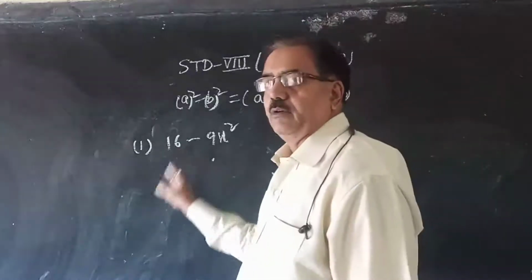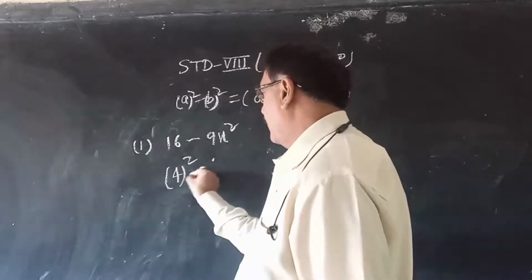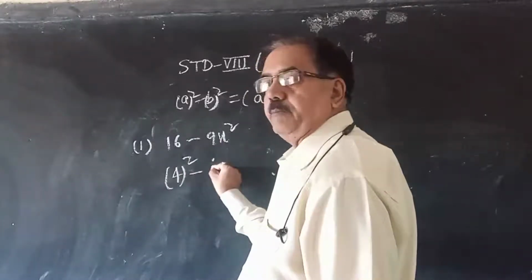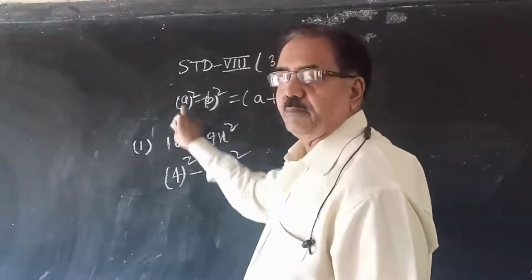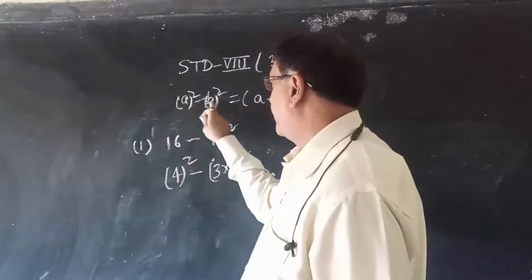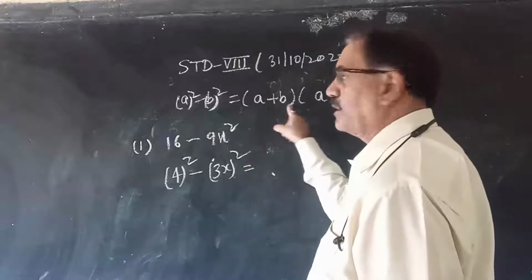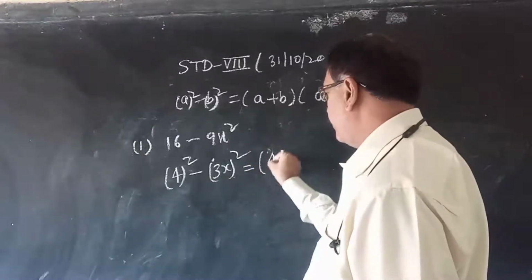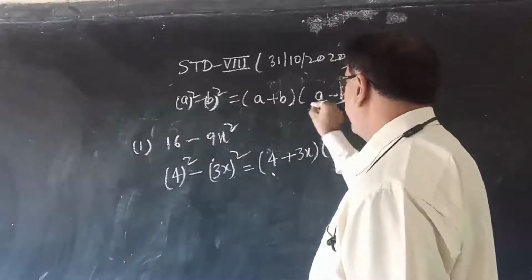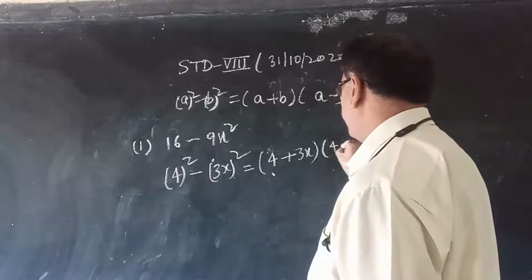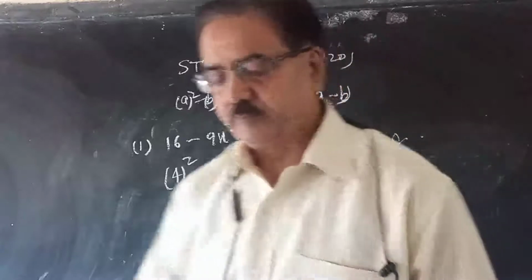So 16, we know 16 is the perfect square of 4. So we can write 4 square. And 9x square, 9 is the perfect square of 3, so 3x whole square. Now when we compare with the formula, in place of a there is 4, in place of b there is 3x. Write in result form. The result form is a plus b, so in place of a there is 4, in place of b there is 3x. So 4 plus 3x. A minus b, in place of a there is 4, in place of b there is 3x. So 4 minus 3x, this is our answer. Read it.